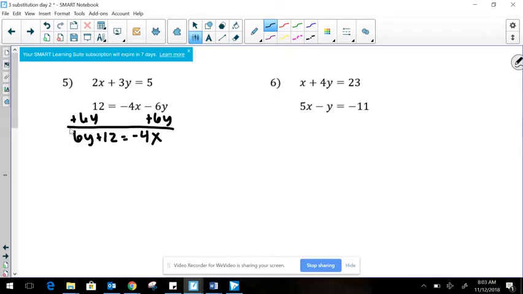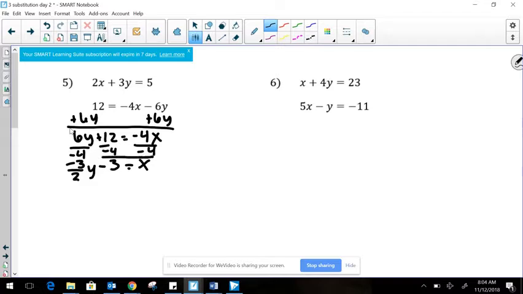Okay, so now I'm left with this, and I have to get x by itself, so I'm dividing everything by negative 4. Okay, so x is equal to 6 divided by negative 4. I'm going to write the negative on top, so negative 3 over 2, y. And then positive 12 divided by negative 4 would be negative 3.